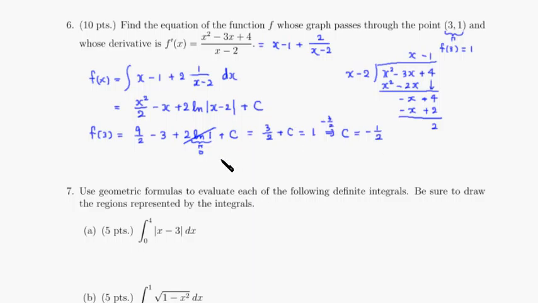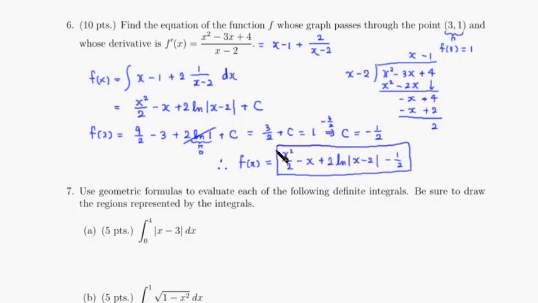Therefore, the complete formula for f of x is x squared over 2 minus x plus 2 natural log of the absolute value of x minus 2 minus 1 half. So that's the function that we were looking for. That's it. I hope that this was clear.